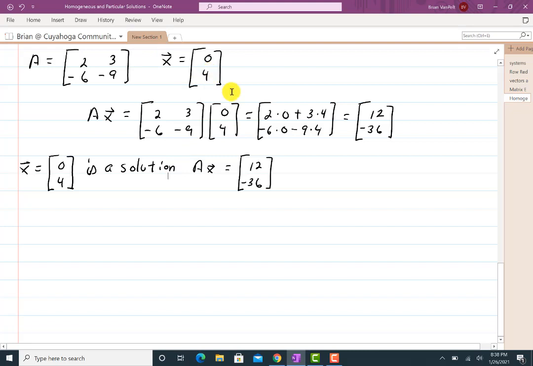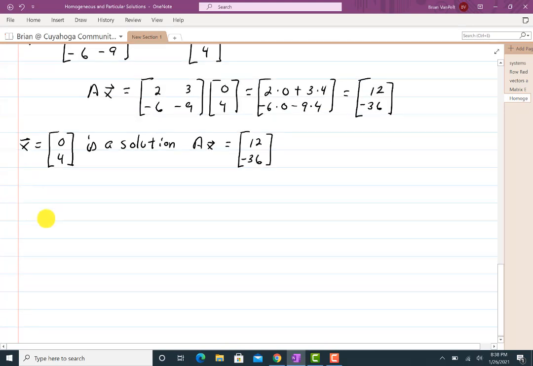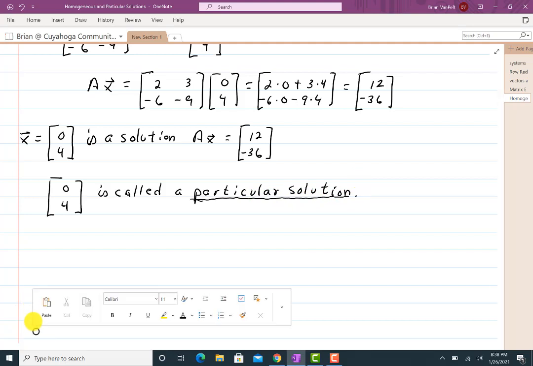I didn't have to take that vector. I could actually throw in all of this, and it will still come out to be 12, negative 36. I'm interested in this, though. 0, 4, by the way, is called a particular solution. For those who have had differential equations, you're looking at the same kind of idea. The homogeneous things turn out to be 0, but the particular ones will be different from 0 usually. So, let me come back here.